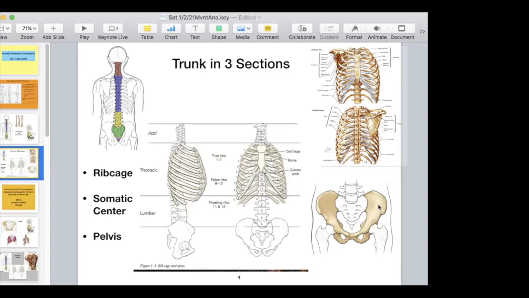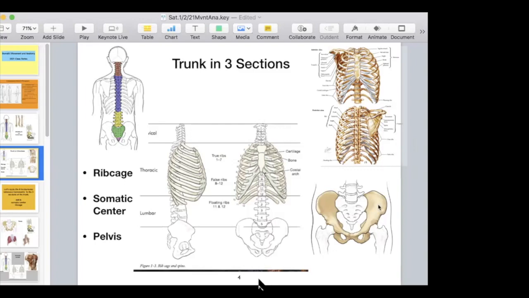I think that your center of gravity, just to orient you, is deep. It's considered in front of the second sacral sacrum. It's below your belly button. It's deep in here. And again, we're orienting to our vertical axis.